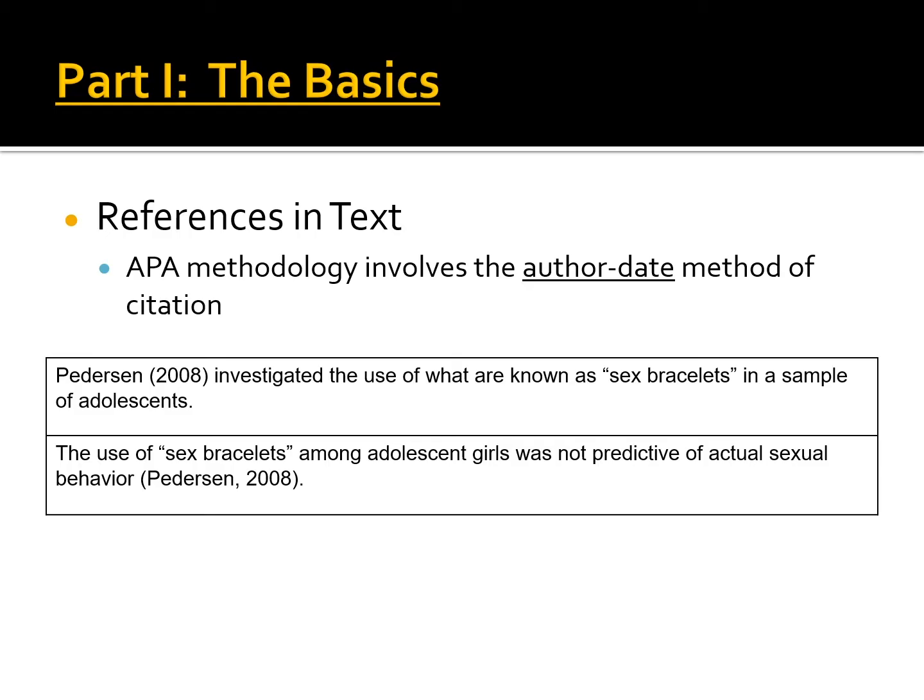The second method that you might use is where you discuss what the author found first and then reference the author. So in the second example, the use of sex bracelets among adolescent girls was not predictive of actual sexual behavior. And then in brackets, Pedersen, the author's last name, is separated by a comma and followed by the year of that publication.